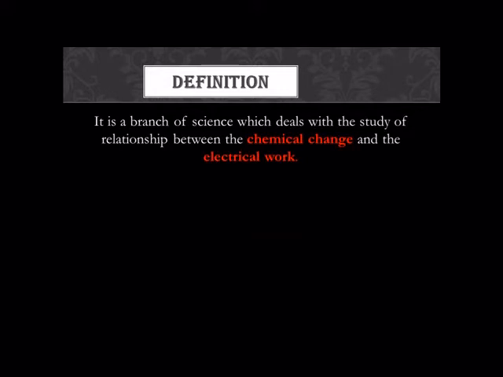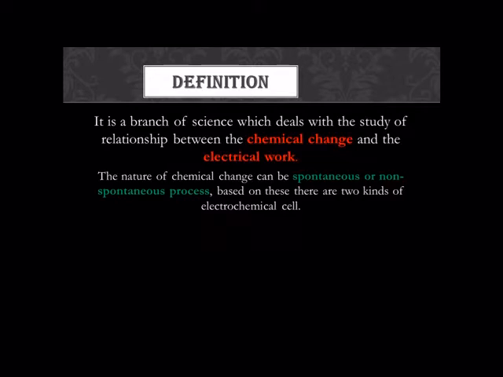Now, when we talk about chemical change, that means we're talking about a chemical reaction. So what kind of chemical reaction? The chemical reaction that is important to understand this kind of chemistry is what is known as the redox reaction. We'll talk in detail about that. There are two kinds of chemical processes: you can say spontaneous or non-spontaneous.